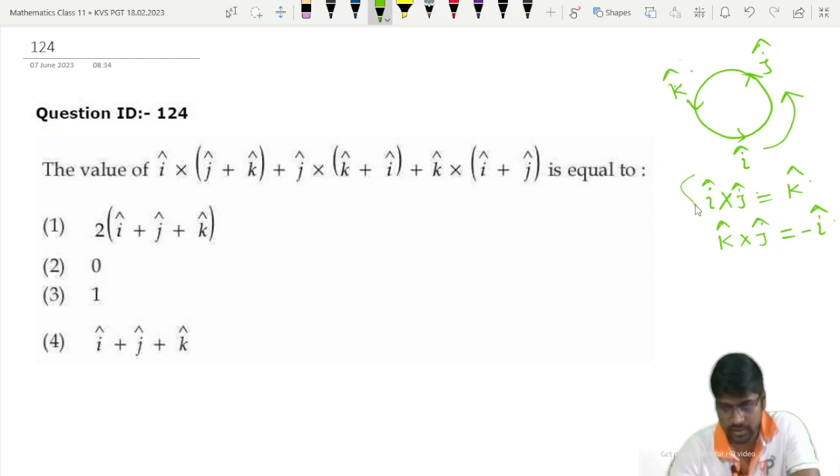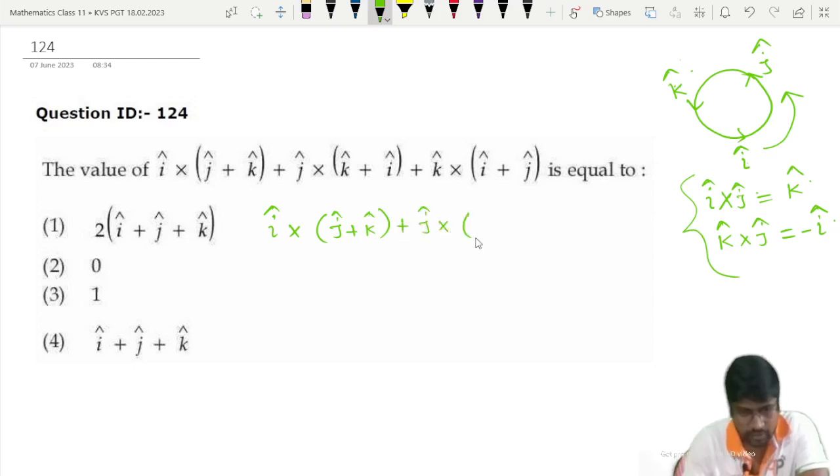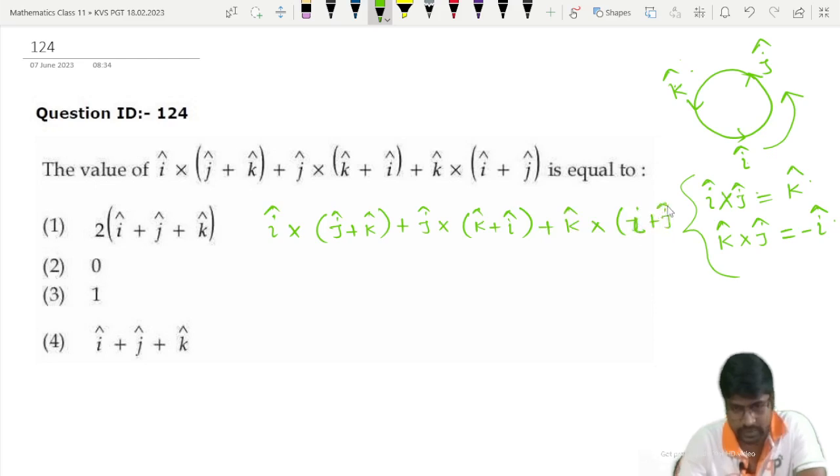Remember this trick to do the calculation first. So we will do the calculation. First let me write the expression. What we have to find: i cross (j plus k) plus j cross (k plus i) plus k cross (i plus j).